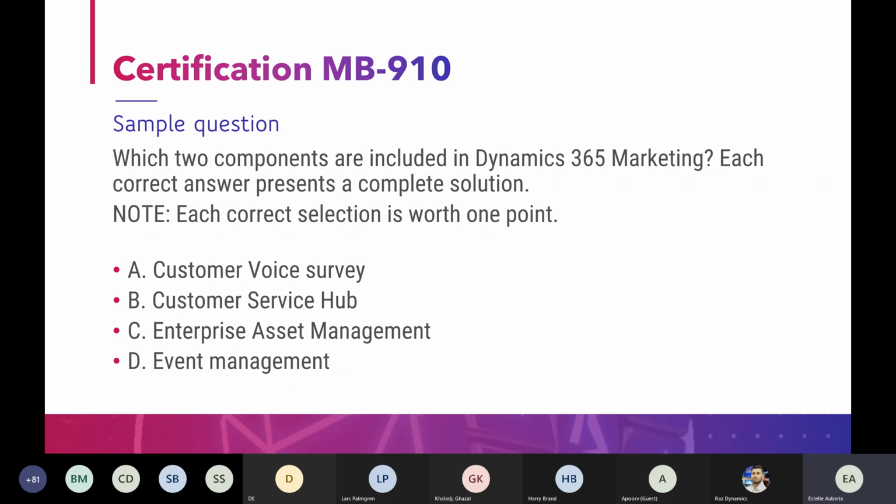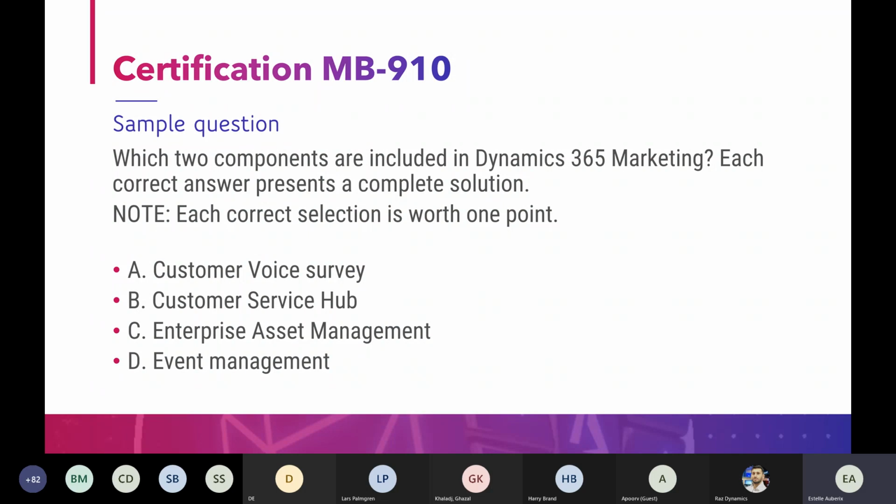This is an example of a multiple choice question. Which two components are included in Dynamics 365 Marketing? Each correct answer presents a complete solution, but don't worry, if you put a wrong answer, you won't get a negative point. You will have 0 if your answer is wrong, and if your answer is right, you will get 1 point. So you have 4 choices: customer voice survey, customer service app, enterprise asset management, and event management.